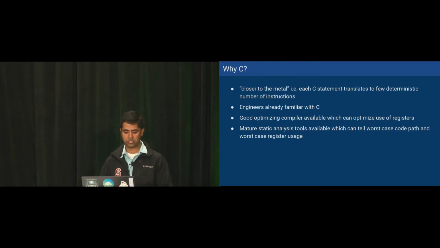So why do we choose C? Why not say Python for implementing the DSL? Because we have engineers who are already familiar with C, and C is very close to the metal, in the sense that each C statement translates to a small, deterministic number of instructions, and we have good optimizing compilers which can optimize the use of registers. We have static analysis tools available which can tell you the worst case code path and the worst case register usage. And because we don't have loops as such, you can actually figure out the worst case code path.